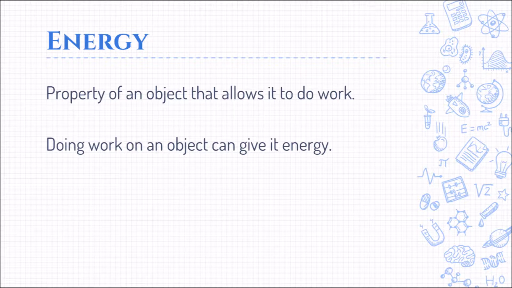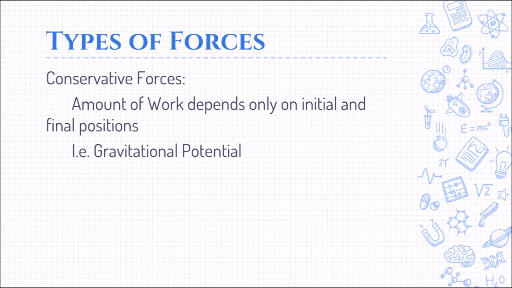Conversely, doing work on an object can give it energy. Before talking about types of energy, let's talk about conservative and non-conservative forces. Conservative forces are ones such that the amount of work they do depends only on the final and initial position of the object. An example is gravity.